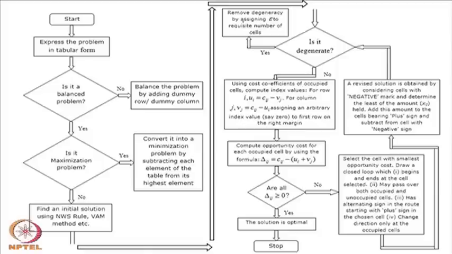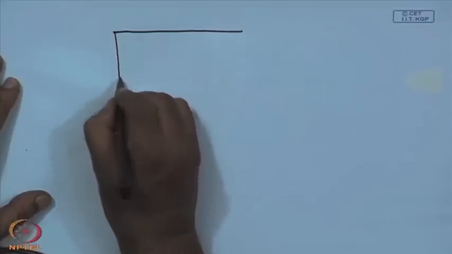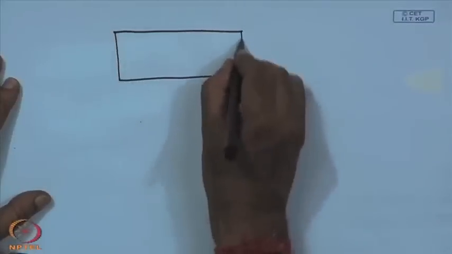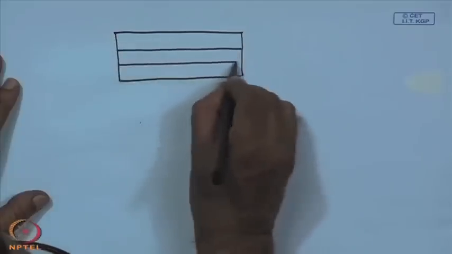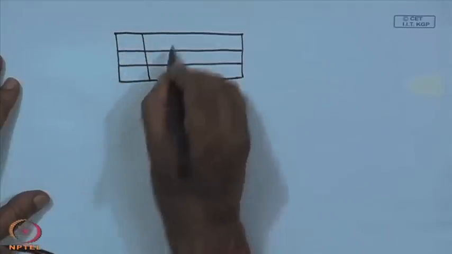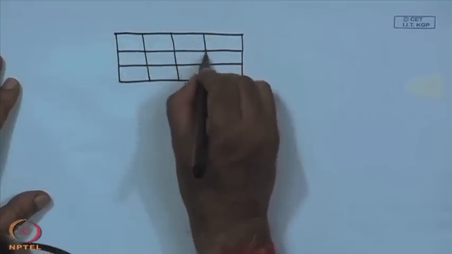So, this is the algorithm for finding the optimal solution. So, let us see now how we can do it. Let us take the example of a 3 cross 4 matrix. So, we are having 3 rows and 4 columns.